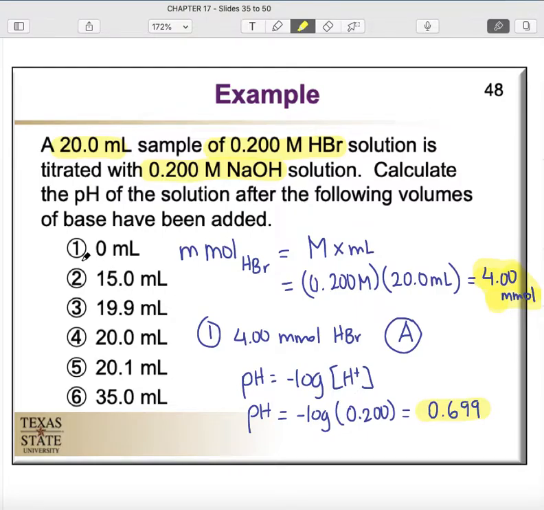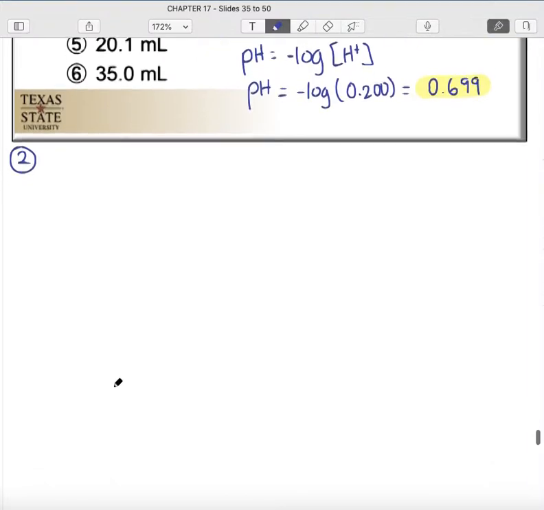Now, as we should expect, as we add base to that solution, we should see the pH rise. So we go now to point number 2. And at point number 2, we have added 15 milliliters of the base. So what I'm going to do now is rewrite the number of moles of HBr that I have. My HBr is still 4.00 millimoles. That is in the beaker. That is not going to change in between the problems.